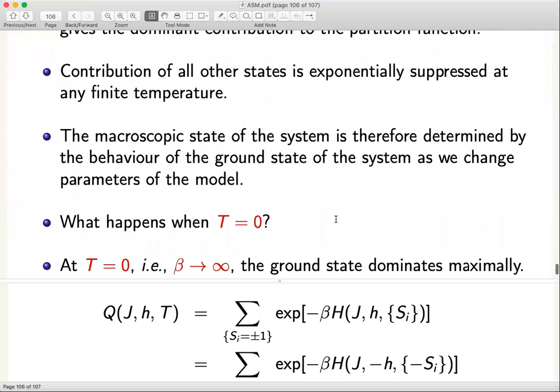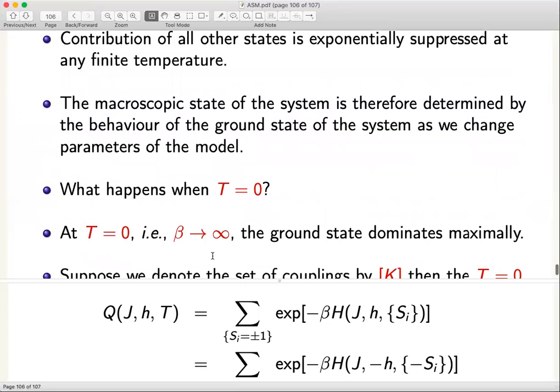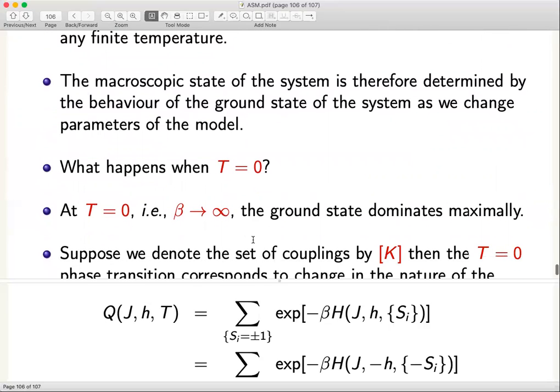So one could ask a question: what happens when temperature T is equal to 0? If T is equal to 0, then beta goes to infinity, and in that case the ground state would dominate maximally. So that is the configuration that you would have at zero temperature.